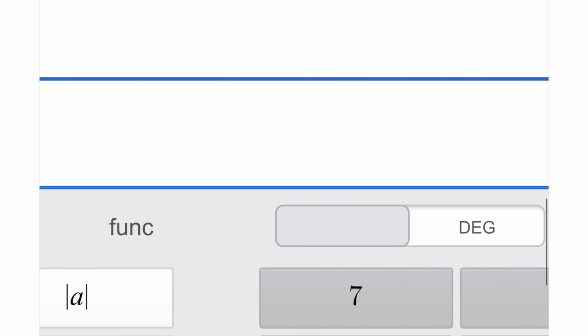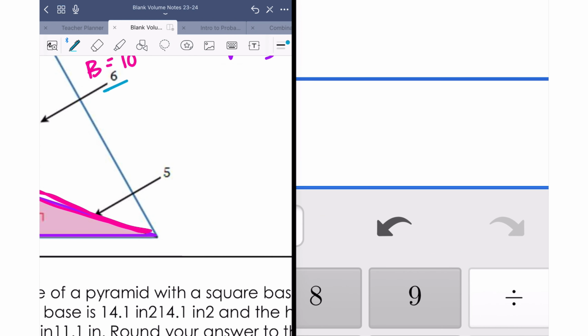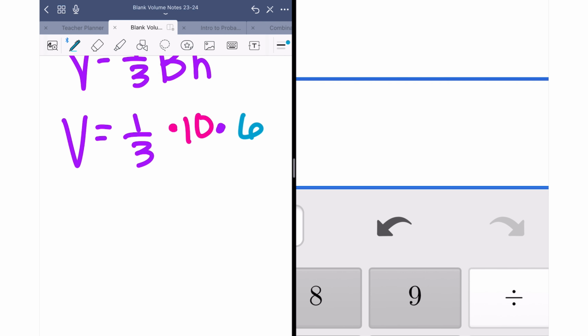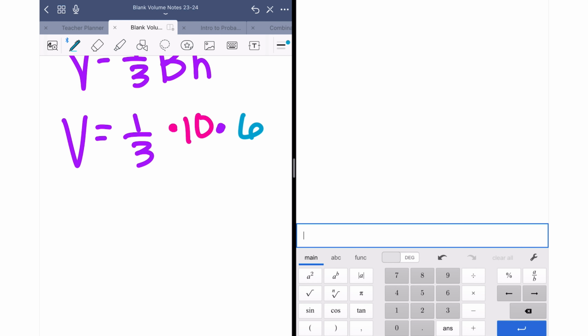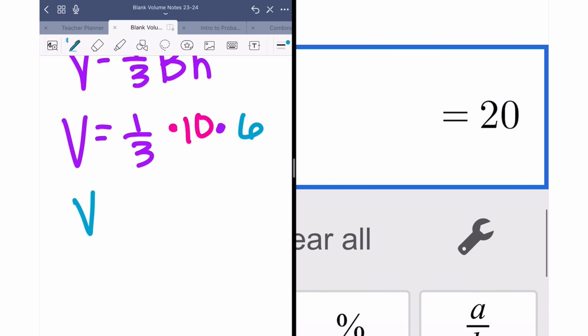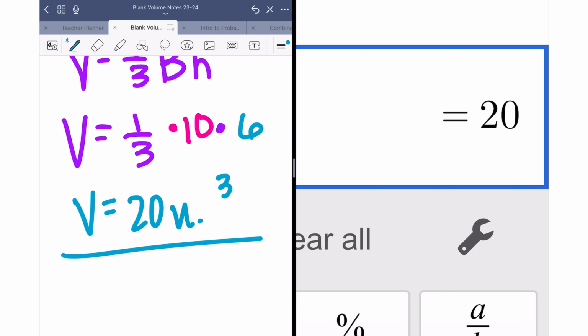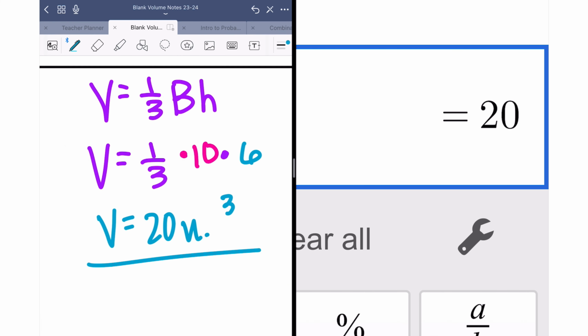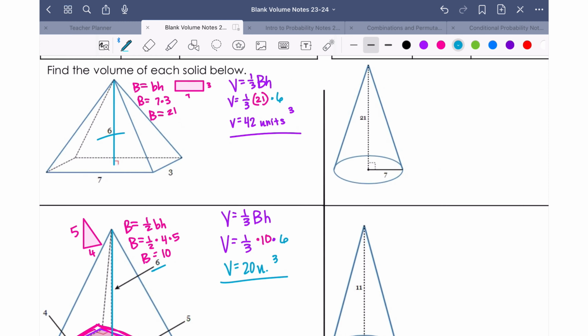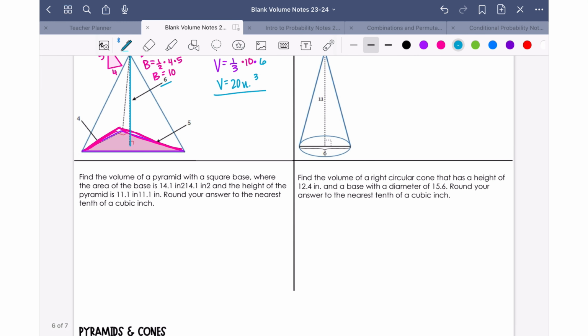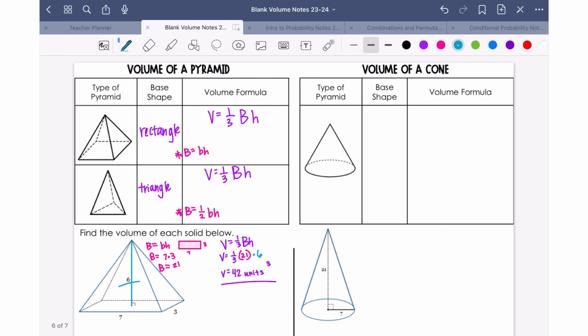Okay, 1/3 times 10 times 6. 20. So my volume is equal to 20 units cubed. And that is it. Okay, we're not going to worry about the word problems. I think that's enough. All right, let's do a cone.